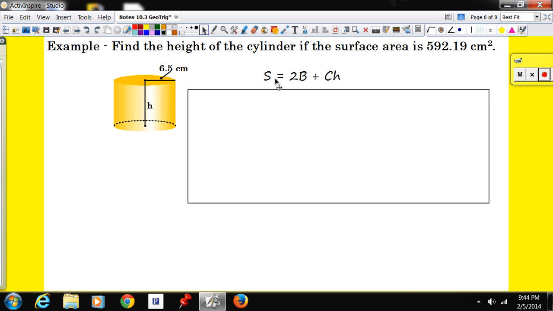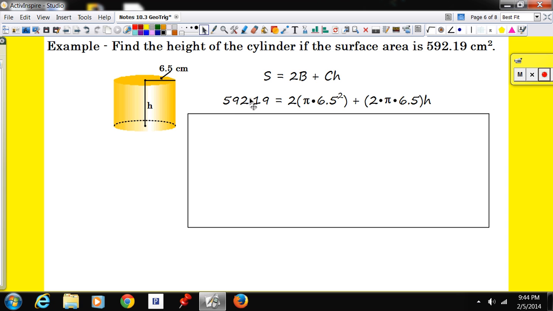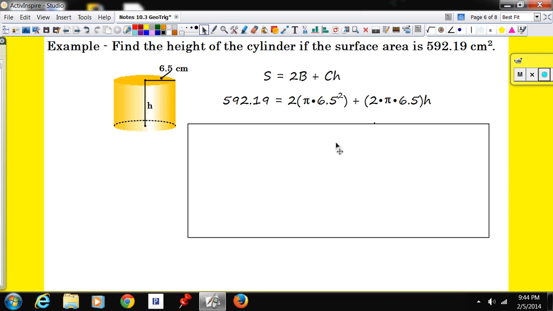Same formula, except this time we have S. So this time I'm going to put in S. Put in 2, put in pi r squared for B, put in 2 pi r for C. Only thing I don't have is the H. We're missing the H. So I plug everything else in, and then it's all calculator work.